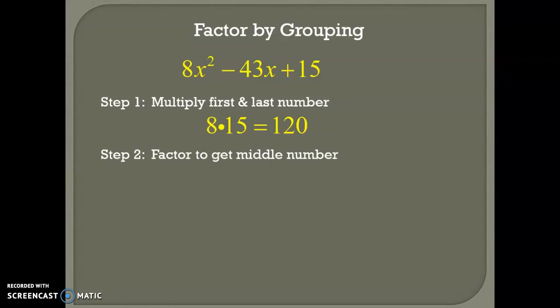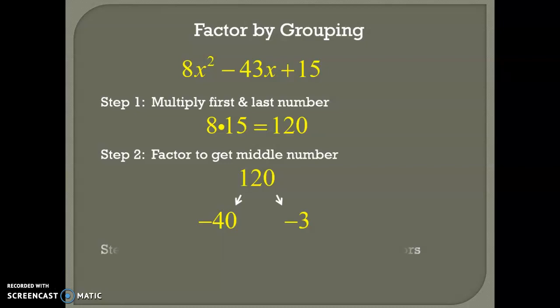Step 2, now we're going to factor that 120 to get our middle number. Our middle number in this case is negative 43. So we've got to figure out what 2 factors of 120 can be multiplied together to give you 120, but when you add them, they give you negative 43. I'm going to give you a little hint: those 2 factors are going to be negative 40 and negative 3. If you multiply negative 40 times negative 3, you get 120. If you add negative 40 and negative 3 together, you get negative 43.